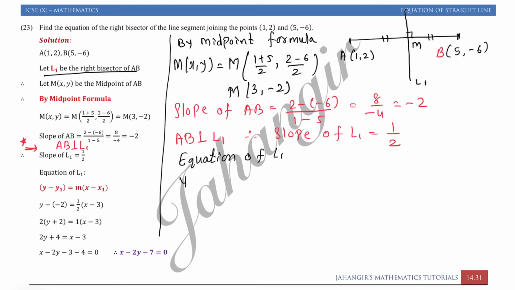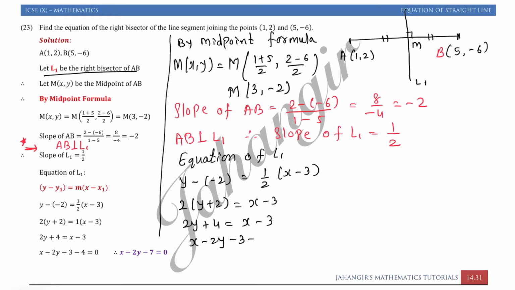Now we can find equation of L1, that is y minus y1. y1 is minus 2 because it is passing through M, that is equal to 1 by 2 into x minus 3. Cross multiply: 2 into y plus 2 is equal to x minus 3. 2y plus 4 is equal to x minus 3. x minus 2y minus 3 minus 4 is equal to 0. So x minus 2y minus 7 is equal to 0. This is the right bisector's equation.